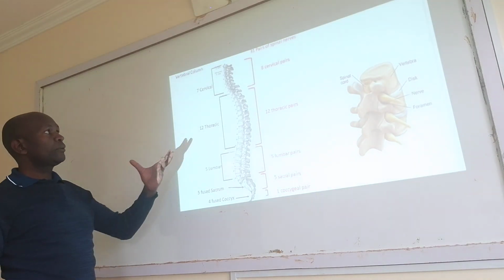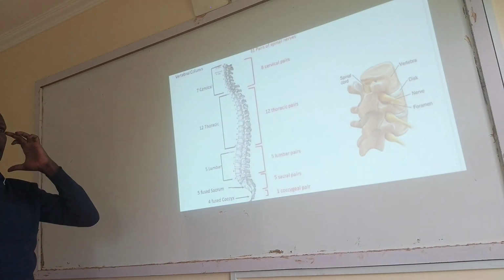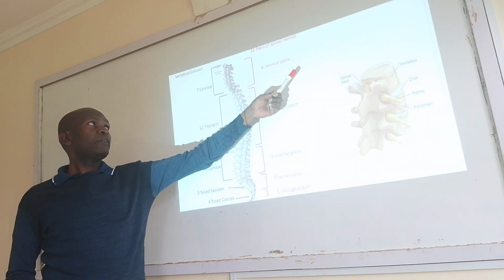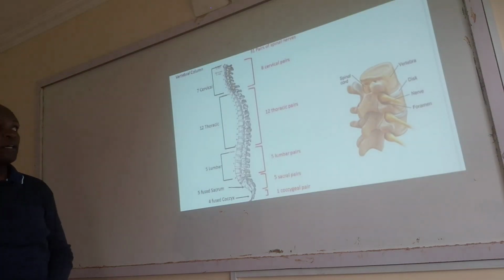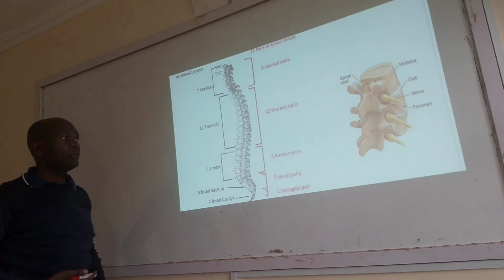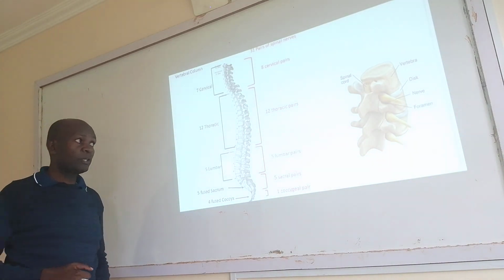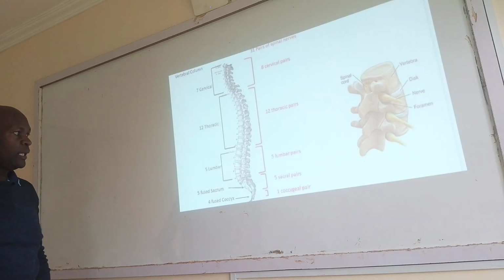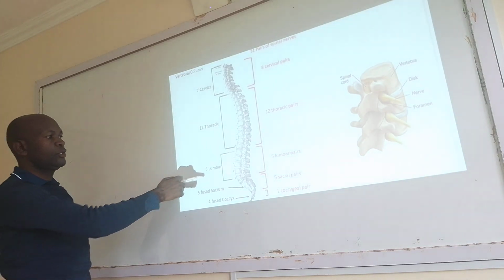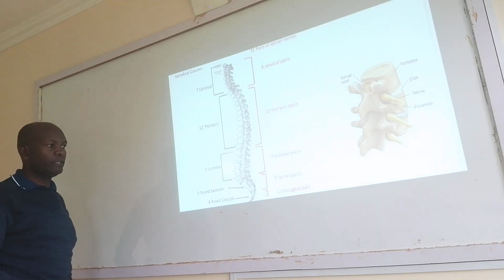So when we talk of cervical region, just this region around the neck, between the head and the thorax, we call it the cervical. So in that region, we have 8 cervical pairs of nerves. Then the region between the neck and the abdomen is known as the thoracic region. We have 12 pairs of spinal nerves around that area. The area between the thoracic and the pelvic is called the lumbar region. We have 5 lumbar pairs of spinal nerves.